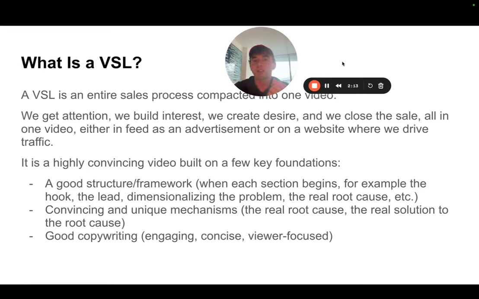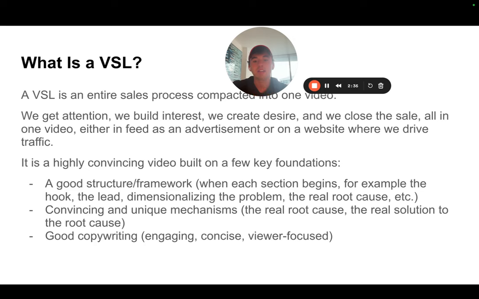Now, another ingredient of strong VSLs is convincing and unique mechanisms. So that's the way that the problem, the real root cause of the problem, as well as the real way we solve that root cause, which is the solution mechanism. And then the final element that creates a really strong VSL, if you have all of these, you're going to have a very strong VSL. If you have two, then you're going to have still a pretty strong VSL. But with all three, you're going to have a superpower.